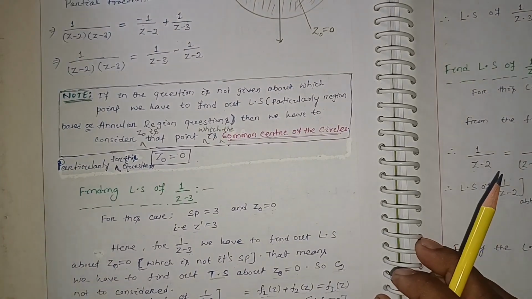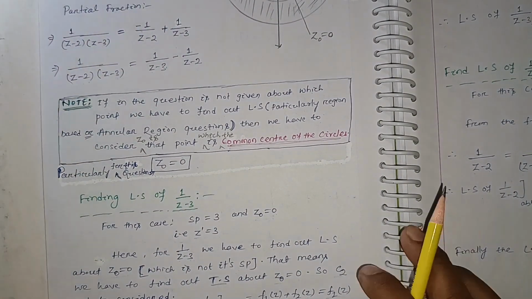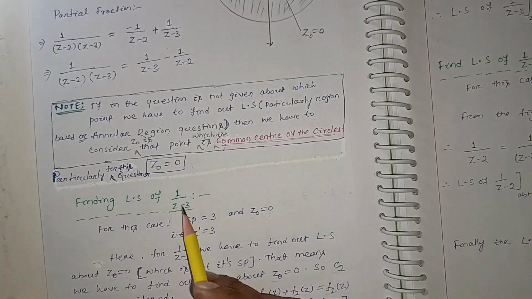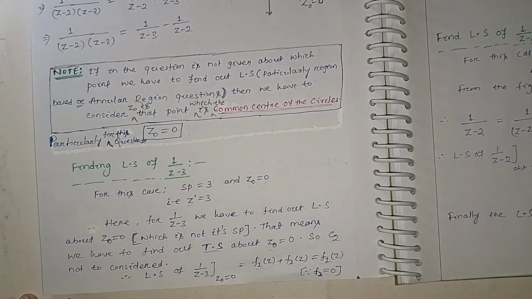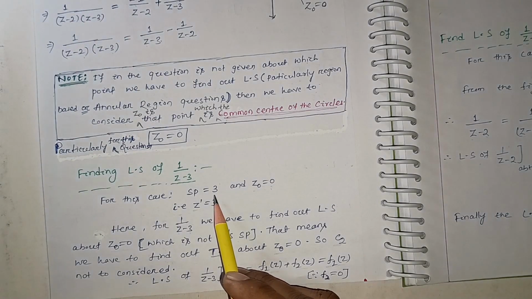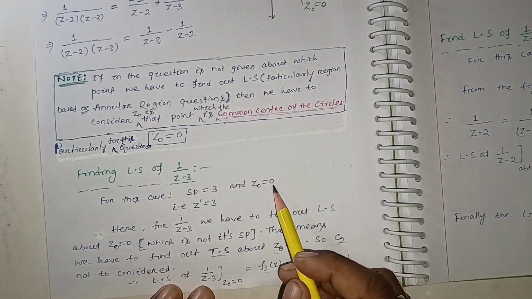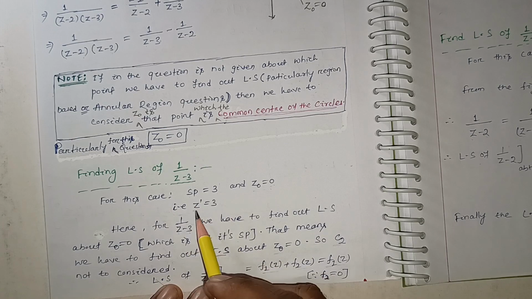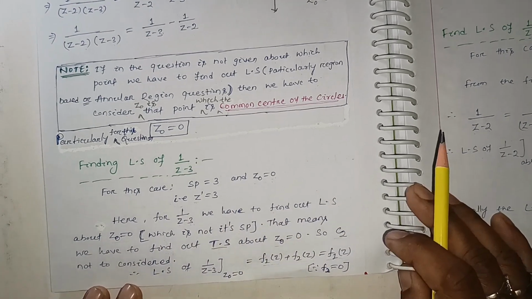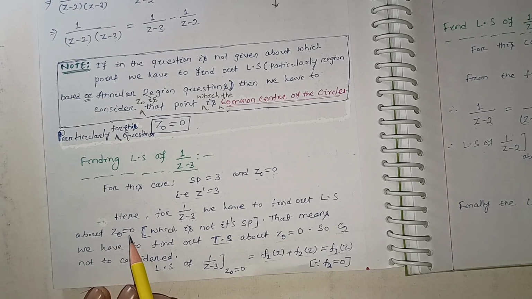Now we are going to separately find the Laurent series of 1 by (z minus 3), then the Laurent series of 1 by (z minus 2). First we are going to find the Laurent series of 1 by (z minus 3). Here the singular point is 3, and z0, I told you, the common center is 0. Here the singular point is 3, which means z dash will also be 3. For 1 by (z minus 3) we have to find the Laurent series about z0 equal to 0, which is not a singular point. That means we have to find its corresponding Taylor series about z0 equal to 0.